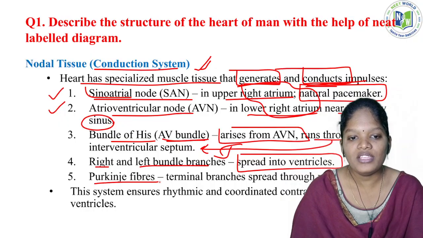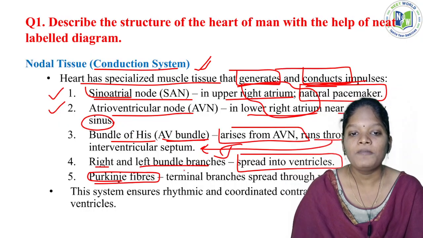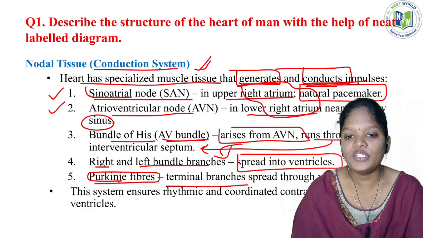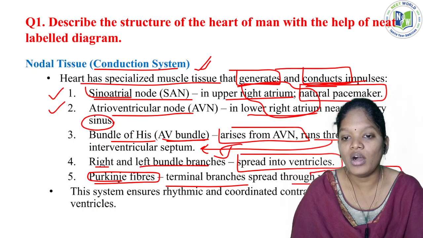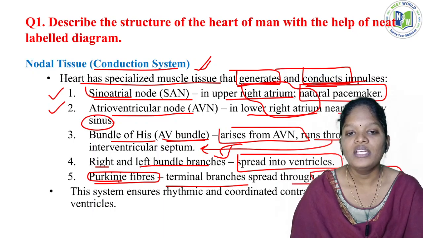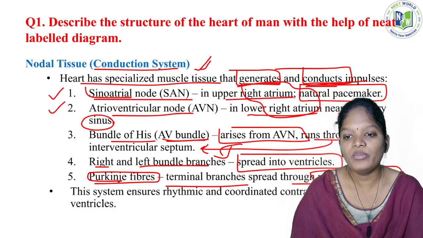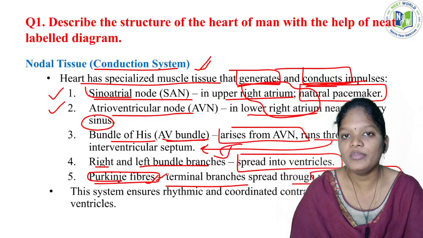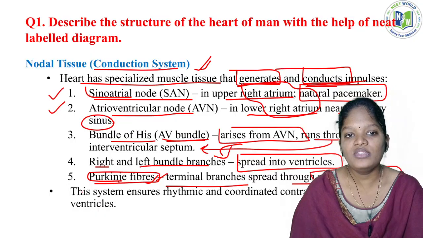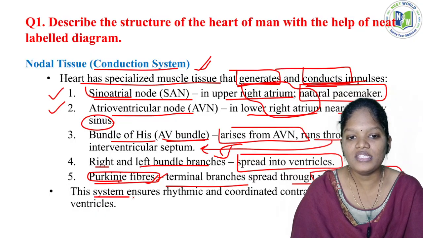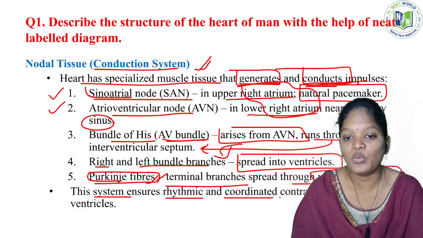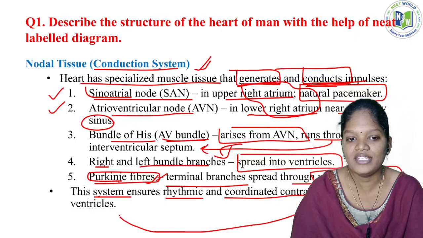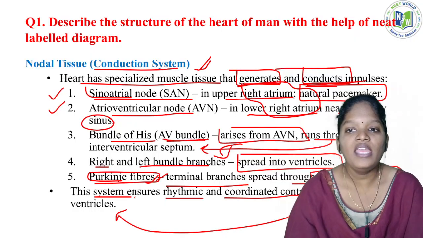Now Purkinje fibers. These are the terminal branches that spread through the ventricle walls. So the impulse reaches the ventricular walls with the help of which fibers? Purkinje fibers. So this is the conduction system. This system ensures the rhythmic and coordinated contractions of the atrium and the ventricles.